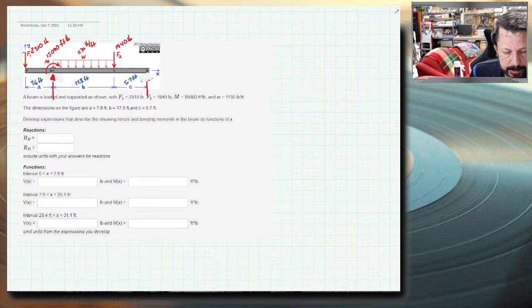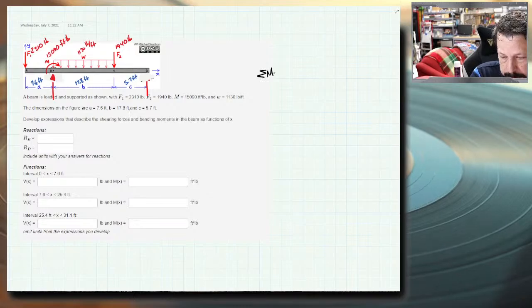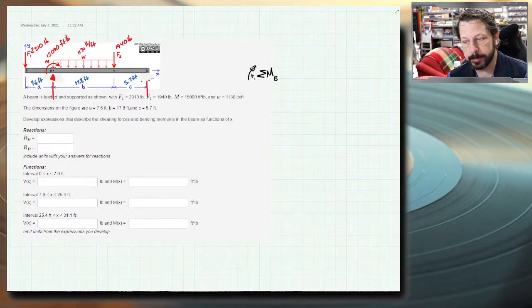Let's see if we can get these reactions at B and D. So to do that, usually the best thing is to do a summation of moments at one of these points. In this case, let's do at B. It doesn't really matter, but that's the first one I looked at, so we'll do B.